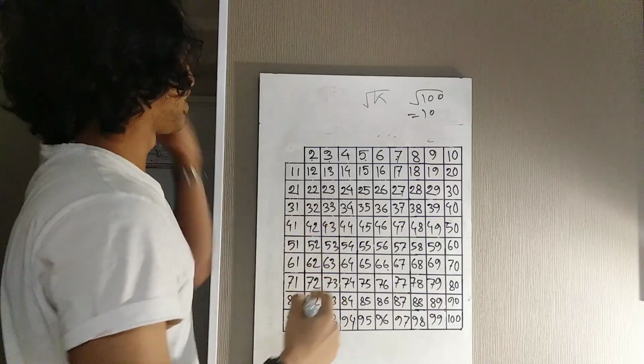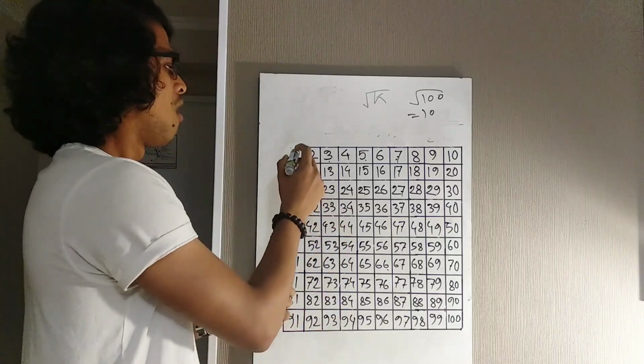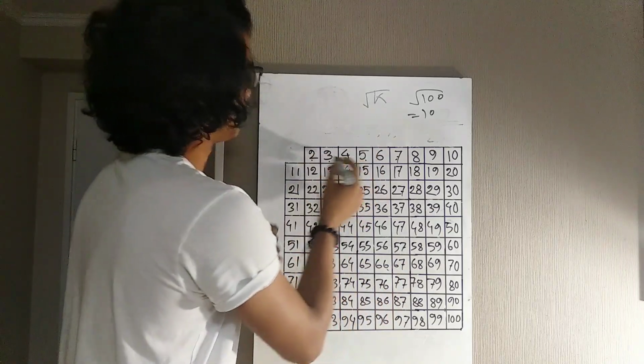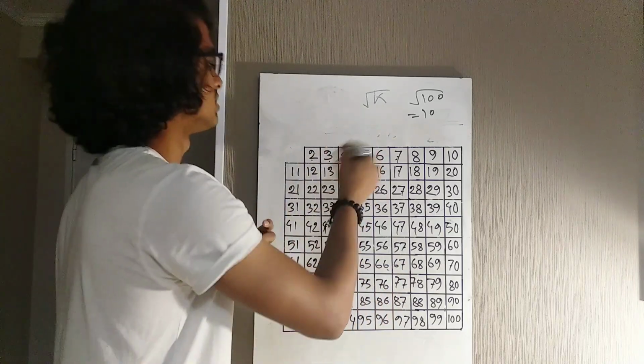So let me do it right over here. I'm going to mark all the multiples of 2, okay? I'm not going to mark 2 because 2 is a prime, but I'm going to start with 4.